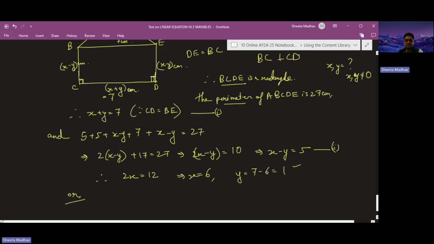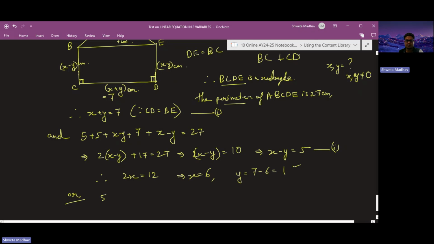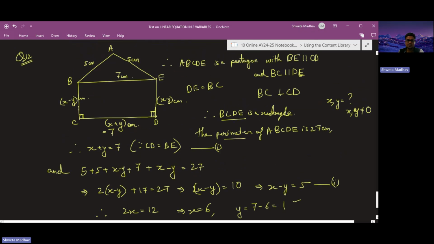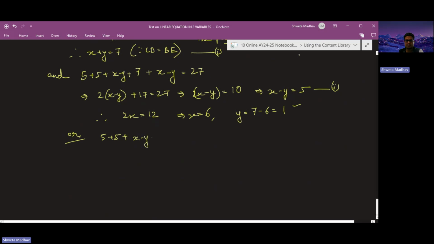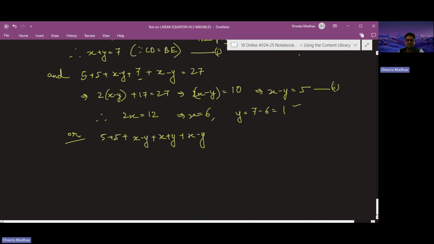Or we can also, instead of taking this CD as 7, take it as x plus y. Then we can say that the perimeter of ABCDE will be 5 plus 5 plus x minus y plus x plus y plus x minus y. Since we know that this 7 and x plus y are the same thing, that will be equal to 27. Then if we solve in this way, y will get cancelled. We will get 3x minus y, that is equal to 27 minus 10, that is 17.